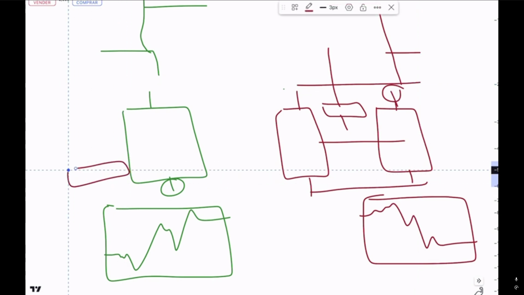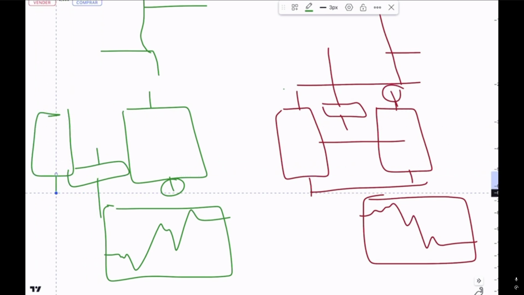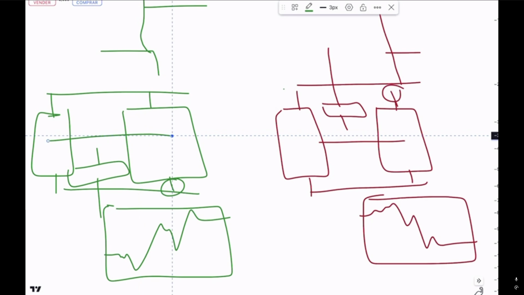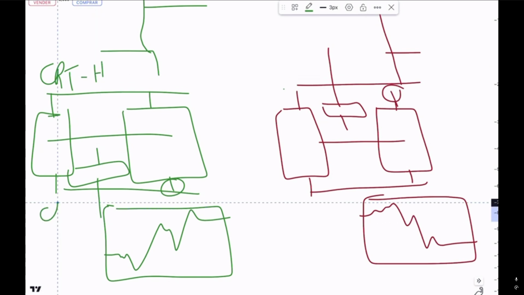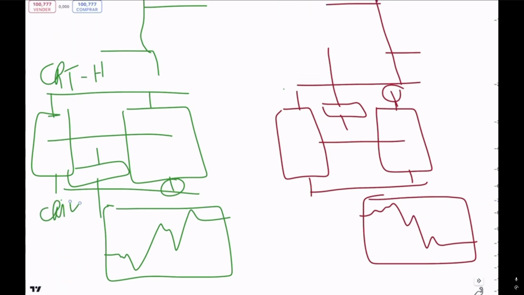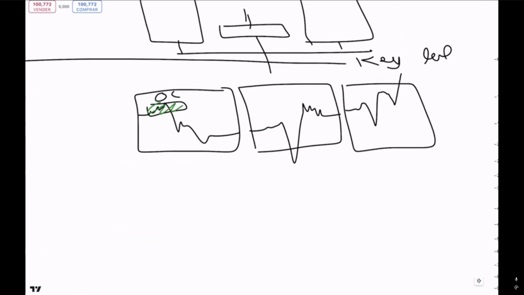Same over here. Buy below open of candle 3, only after you see a strong rejection and manipulation of candle number 2, targeting 50% and the high of candle number 1, right? CRT high, CRT low, and vice versa. All right?